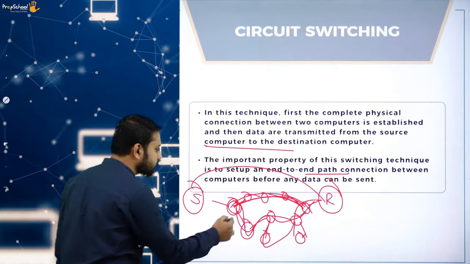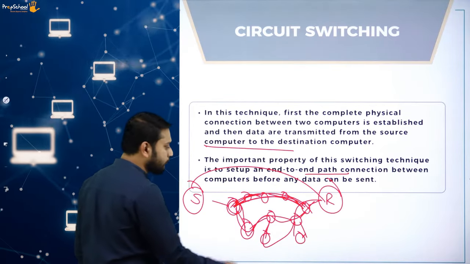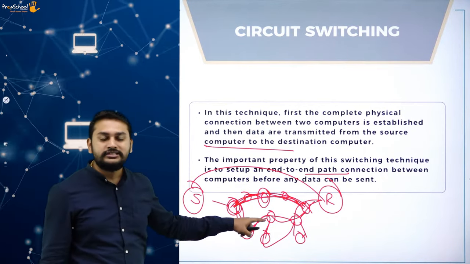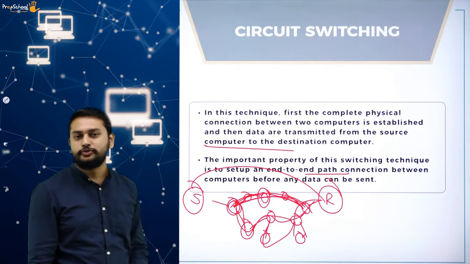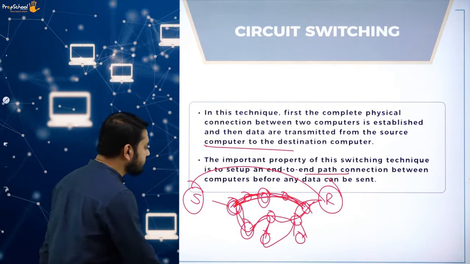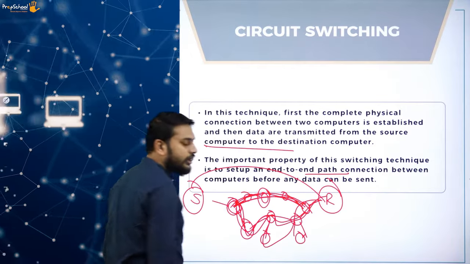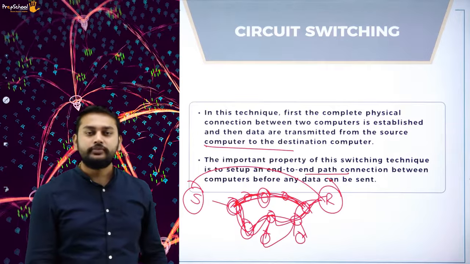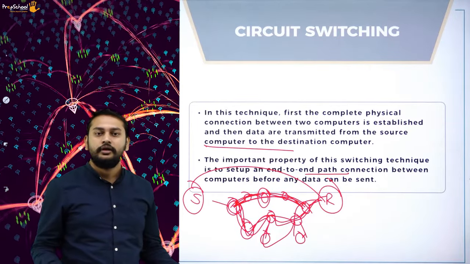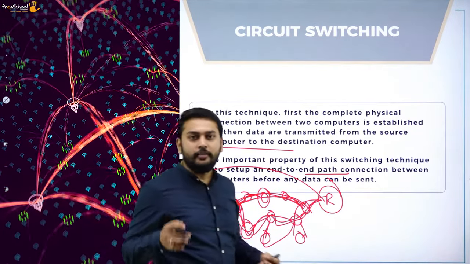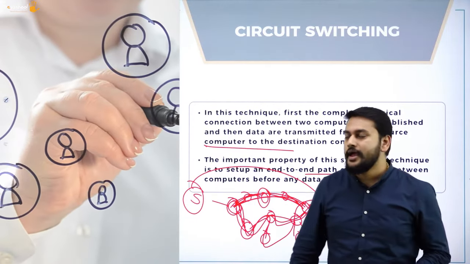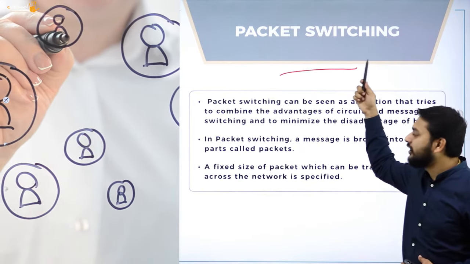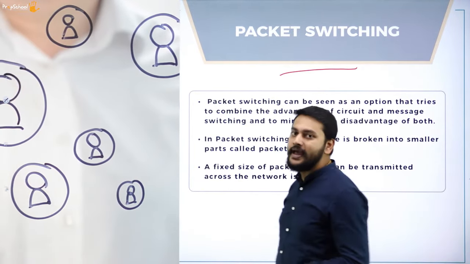For example, the first packet is traveling in this path. Suppose a node is not working. Then there is a chance of missing out my data at this point of time. Some of the packets are traveling in another path, which is the shortest path, and it might reach a little earlier than any other path. All these problems I will come across if I am using packet switching.